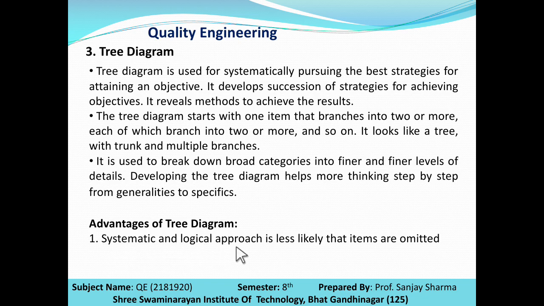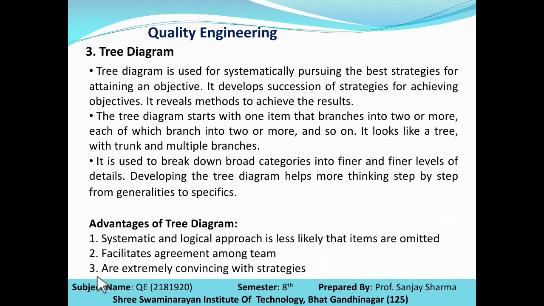First, a systematic and logical approach makes it less likely that items are omitted. There is very little chance of omitting any item which is responsible for the quality check. Second, it facilitates agreement among the team. And third, it is extremely convincing with strategies. So these are the 3 advantages of the tree diagram, which help to improve quality.